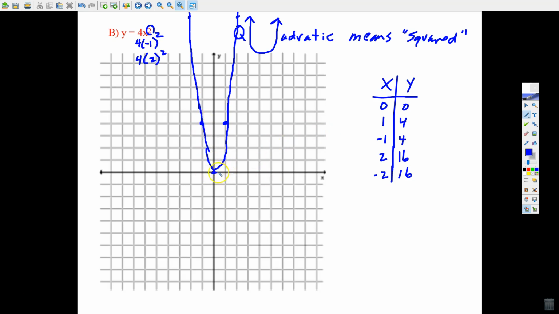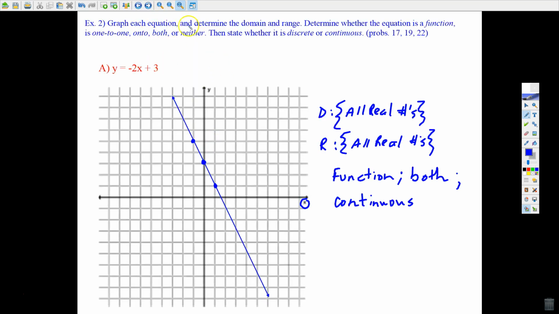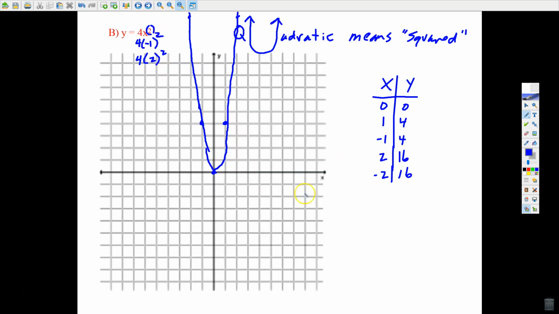Alright, so once again, our directions are graph. We did that. Determine the domain and range. Okay, so let's do that. The domain, again, you're thinking horizontally. What numbers are available to be used to produce this U shape that's going to keep going forever and ever? It's just going to keep getting wider and wider as the numbers for x get bigger this way, and it's also going to continue to get wider as the numbers for x get bigger this way. So basically we have the same situation as we had before. The domain is going to be all real numbers.